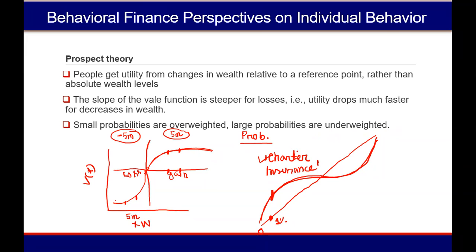So if your plane gets crashed, if individuals really know that the probability of a plane crash is very low, okay, if it is true, why do people buy charter insurance?